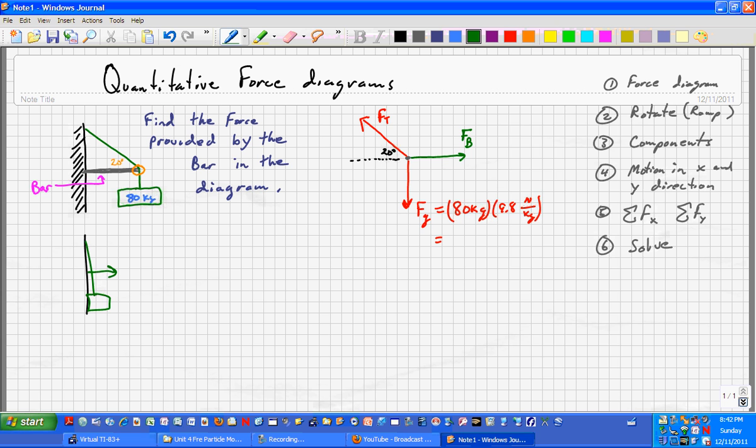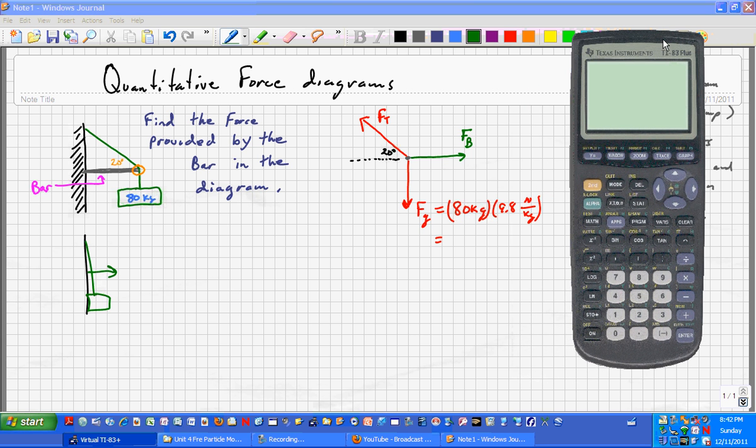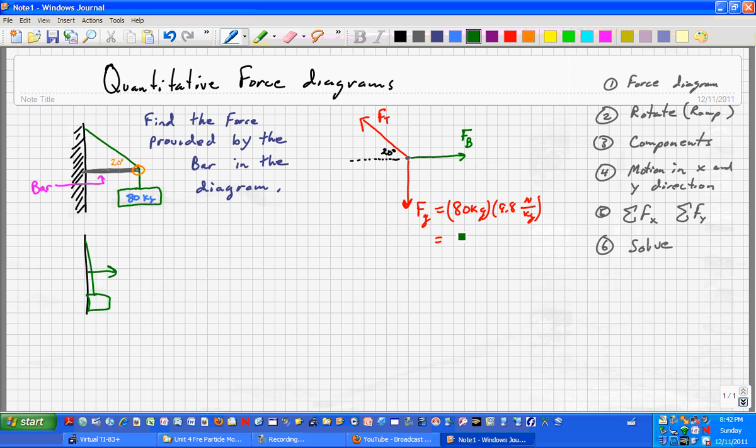All right, so at this point, let's go ahead and calculate that force of gravity, or force of weight. We've got 80 kilograms times 9.8, which is going to give us 784 newtons in the downward direction. So it's going to be negative when we put it into an equation. Let's take a look at our steps. We took care of the force diagram. The next thing we want to do is rotate this if it's on a ramp. It's not, so I'm going to just cross that out. I'm not going to do that.